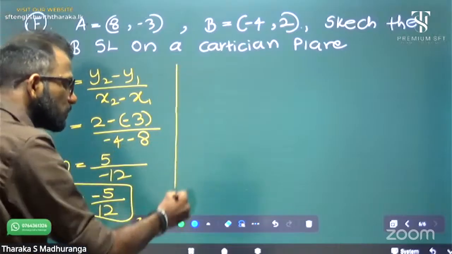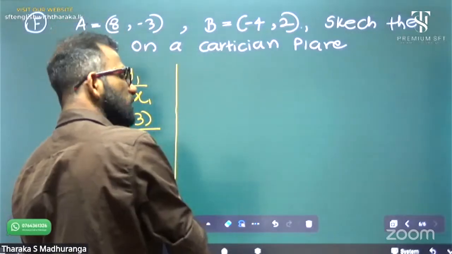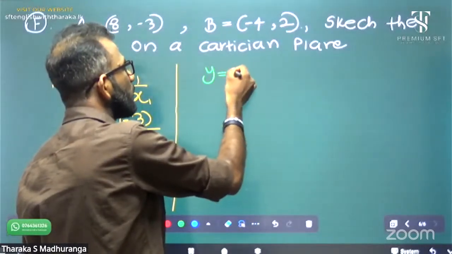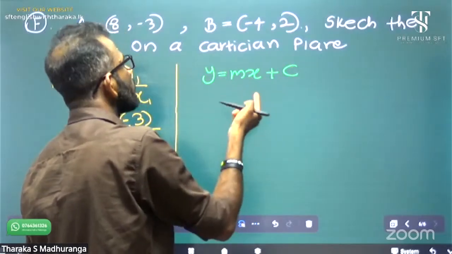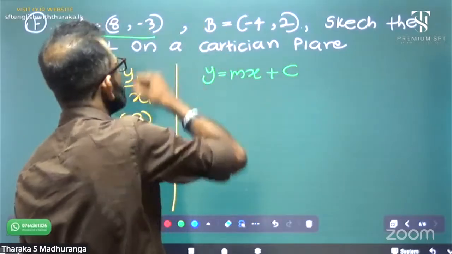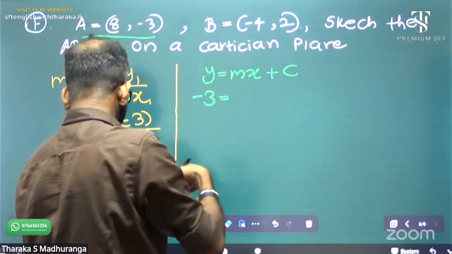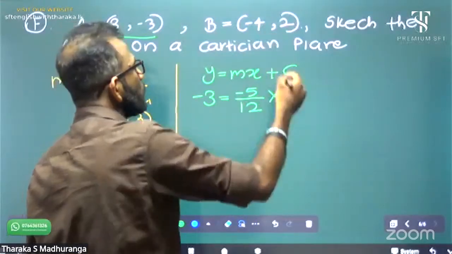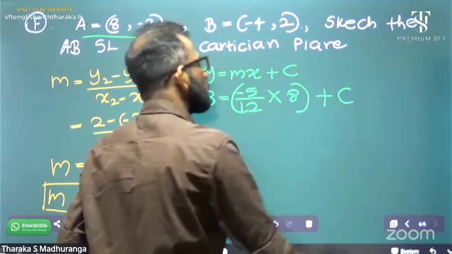Okay, next step, calculate the intercept. If you know the gradient, you can substitute it into the y equals mx plus c equation and isolate c. You can select any point. I'm going to select point A. The y coordinate, minus 3, equals the gradient minus 5 over 12 times the x coordinate 8, plus c, the intercept.